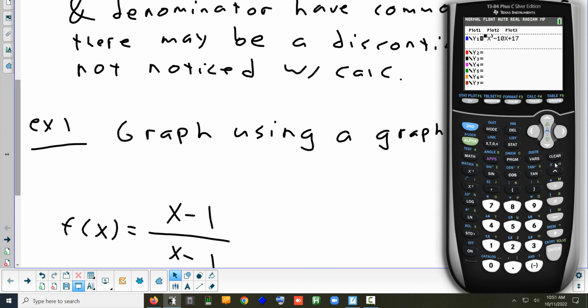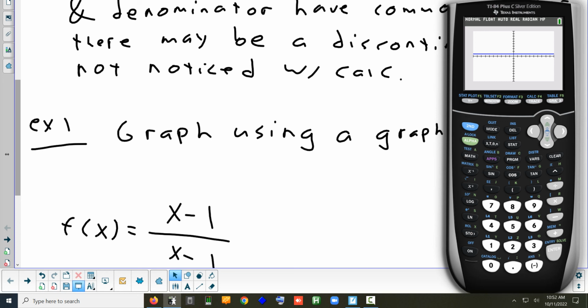So let's graph it. When you put it in, make sure you use parentheses. And when you divide x minus 1 by x minus 1, and you plug in any number you want for x except 1, what will you always get? 1. So this is basically going to look like the line y equals 1. It's going to look like a horizontal line. In fact, let me do zoom 6, so you can see it a little better. So it looks like the horizontal line y equals 1.